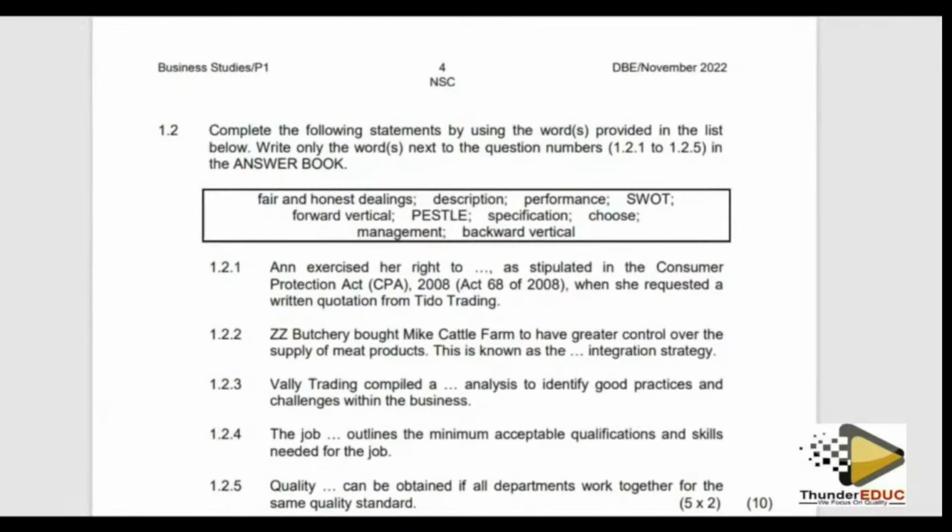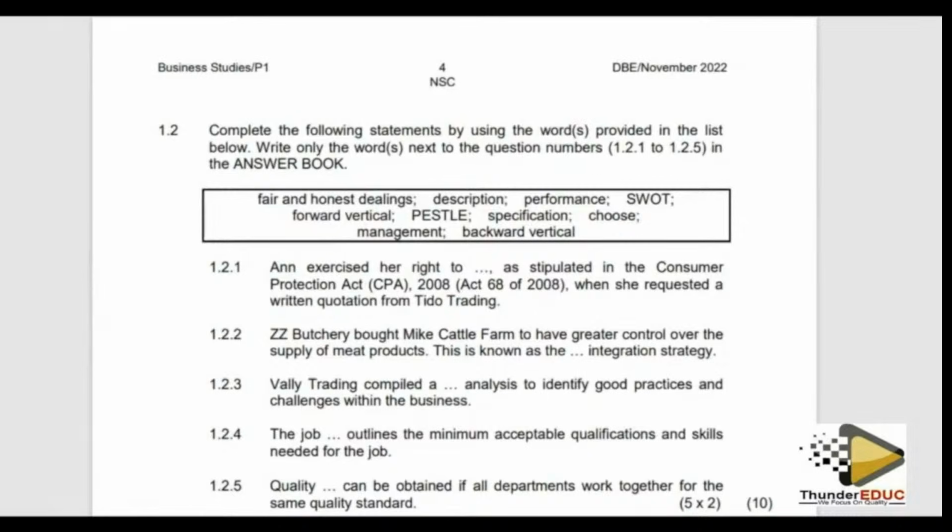So this fair and honest dealings, you know, this is one of the rights of buyers, or one of the rights of consumers. So we also have description, and remember, this is part of what takes part under recruitment, because when we talk of description here, it is in relation with the duties that an employee should perform at the workplace.